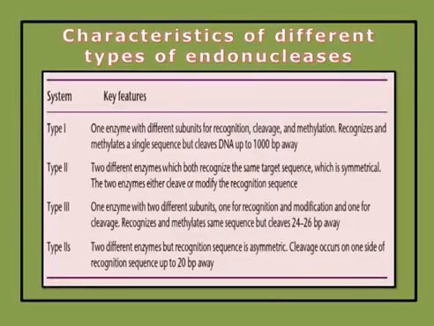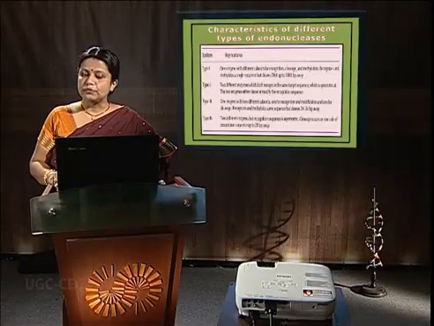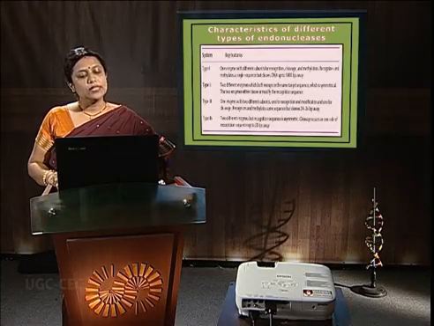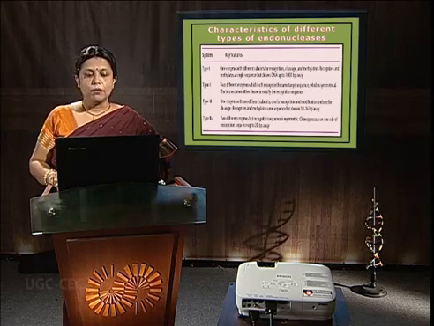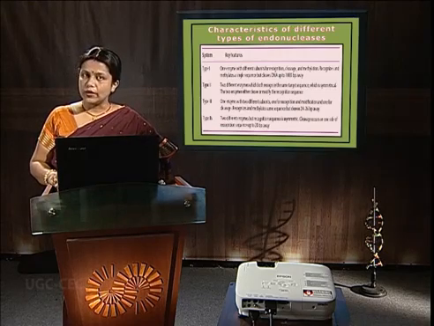Type 3 is one enzyme with 2 different subunits, one for recognition and modification and one for cleavage. It recognizes and methylates the same sequence but cleaves almost 24 to 26 base pairs away. On the other hand, the type 2s are those with 2 different enzymes but recognize sequences which are asymmetric, unlike the symmetric recognition by type 2. The cleavage occurs on one side of the recognition sequence but almost 20 base pairs away.